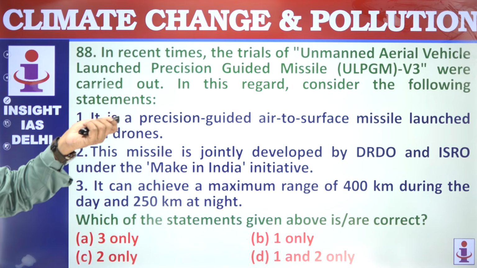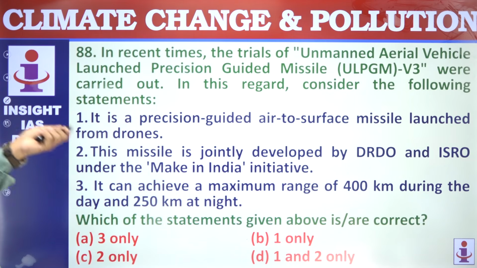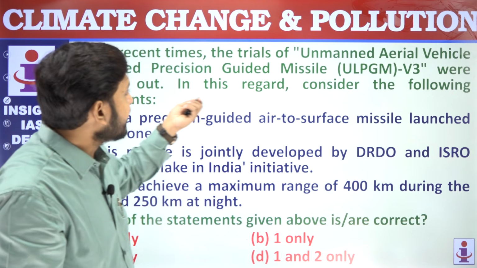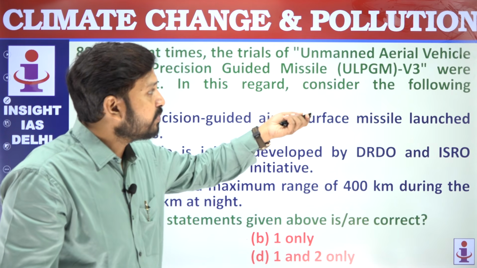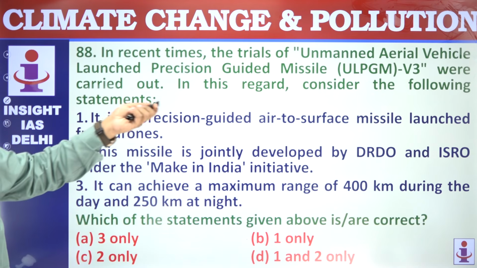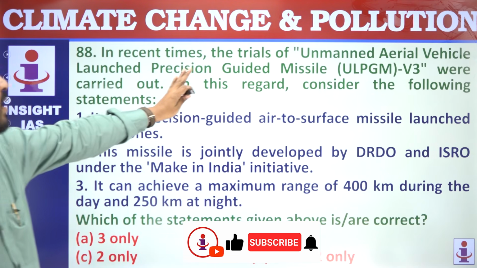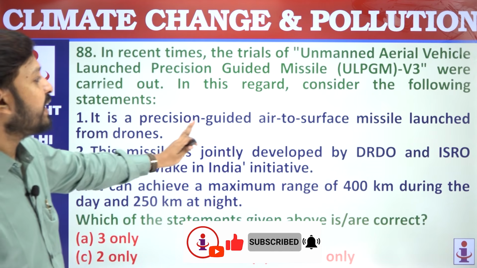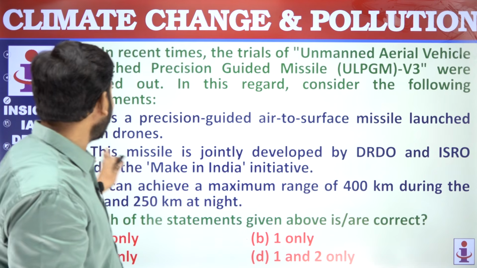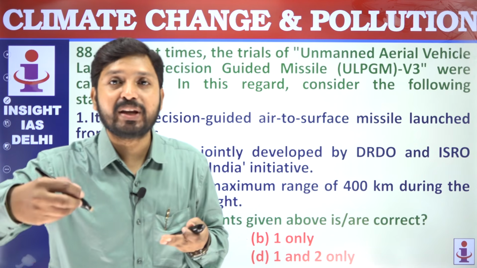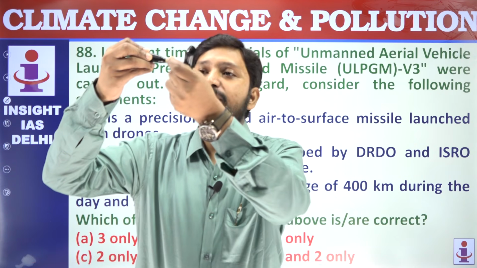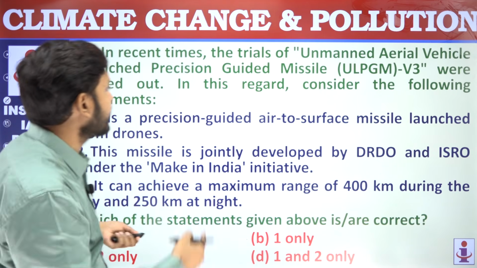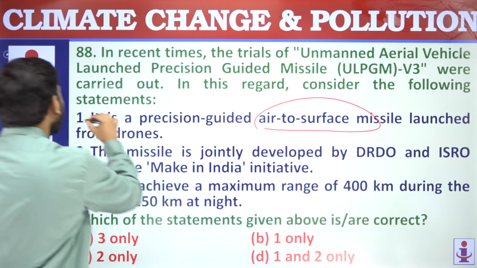In recent times, the trials of unmanned aerial vehicle launched precision guided missile, ULPGM V3, were carried out. In this regard, consider the following statements. Okay, so they have launched something, and they are asking some statements regarding this one. It is a precision guided air to surface missile launched from drones. See, it is a drone actually, from drones they can attack anyone on the earth surface. So that's why it is called an air to surface missile. So this is the right statement.